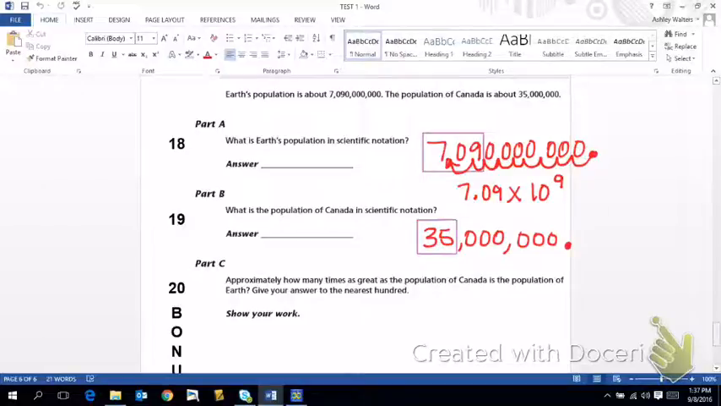For Canada, our number that is greater than or equal to 1 but less than 10 would be 3.5. We would multiply it by 10 to a power, and the power is determined by moving the decimal to be between the 3 and the 5. And to make that happen, we had to move our decimal 7 places to the left, which means to get back to our original, we would have to move 7 places to the right, which is what our scientific notation is telling us.